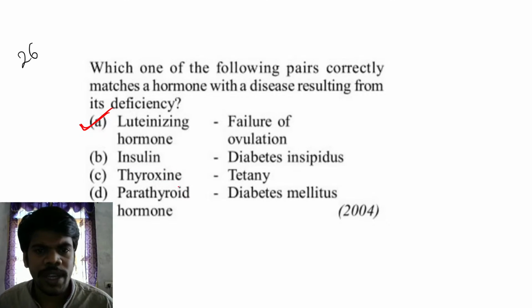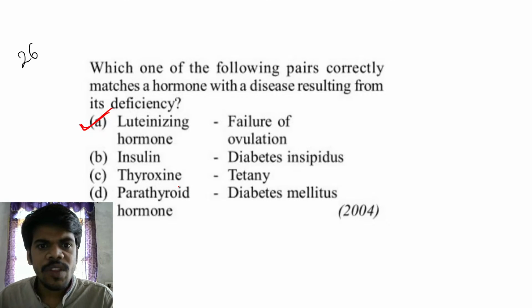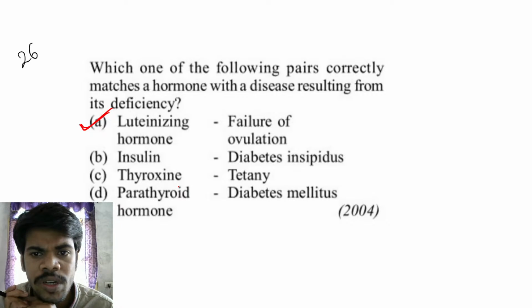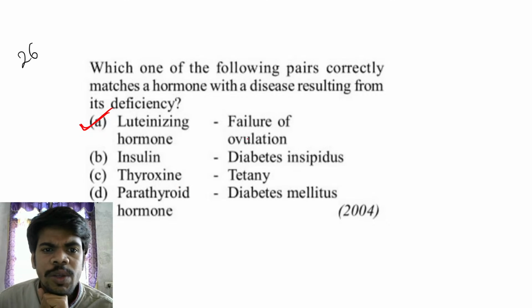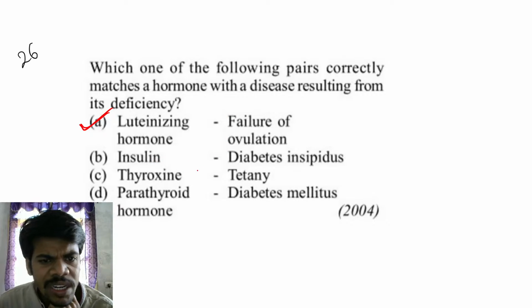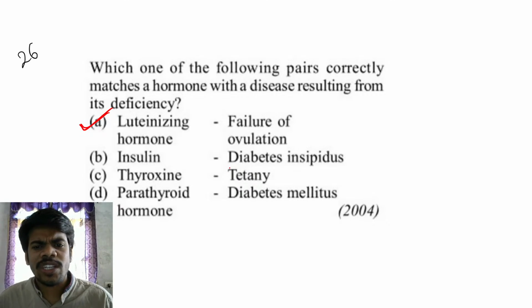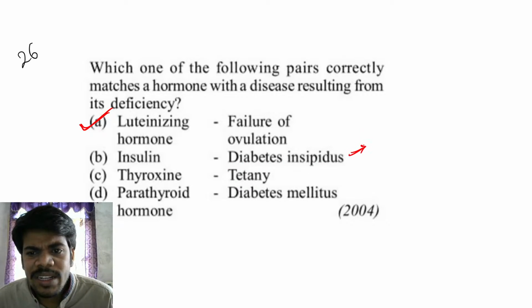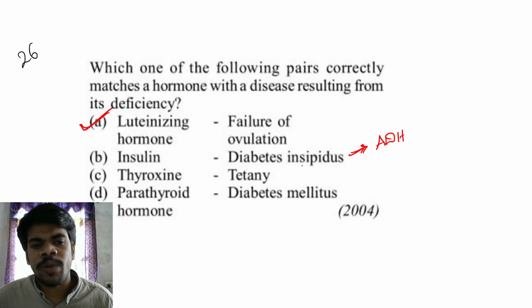The right answer is option A because which one of the following pairs correctly matches a hormone with a disease resulting from its deficiency? You have to mention here. He mentioned that disease resulting from its deficiency. If luteinizing hormone is deficient, failure of ovulation will occur. But insulin deficiency never causes diabetes insipidus. Diabetes insipidus is due to an ADH problem, anti-diuretic hormone problem, not the insulin problem.